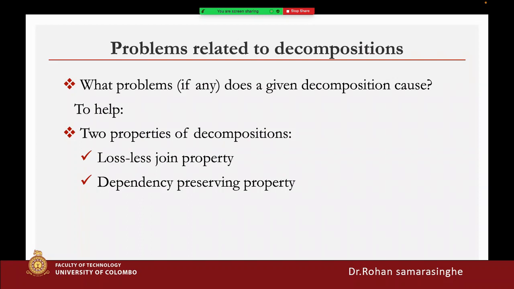Actually, when we decompose one table into multiple tables, you have to maintain these two properties: the lossless join property and the dependency preserving property. Lossless join property means that if you decompose into 2 tables, then while composing these 2 tables, you have to get the same one back. So we'll see.